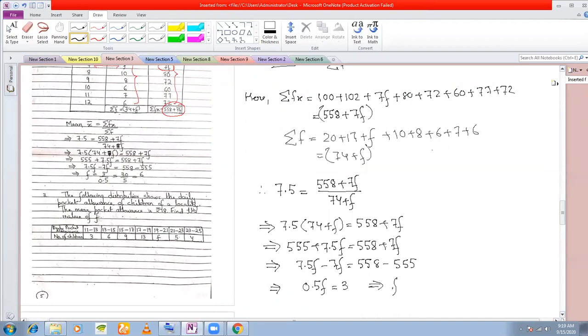That means f is equal to 3 by 0.5, which can also be written as 30 by 5. So you cancel this, you get 6. So the missing frequency that was there was 6. We have calculated the value of f. Any questions on this problem?